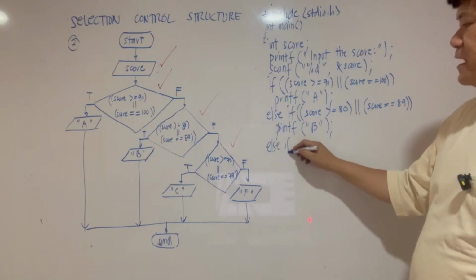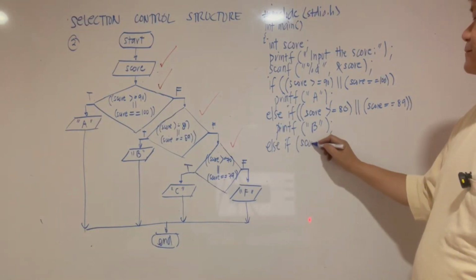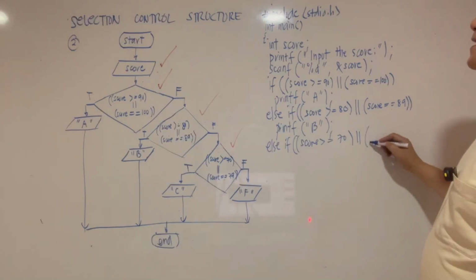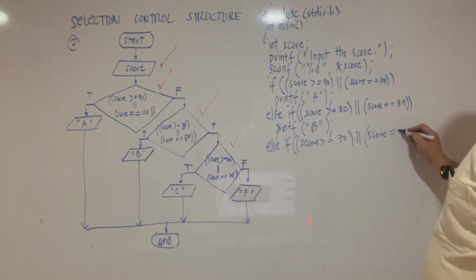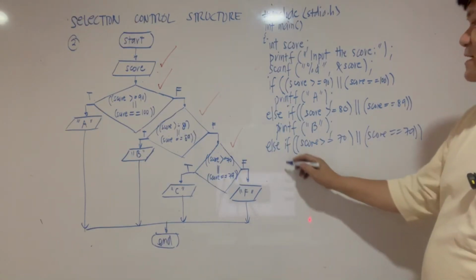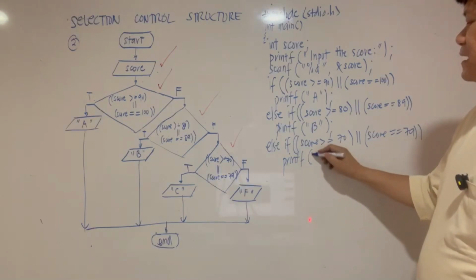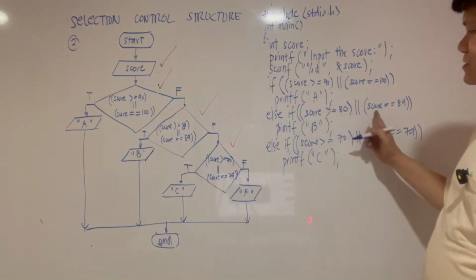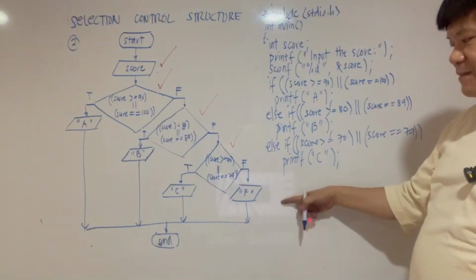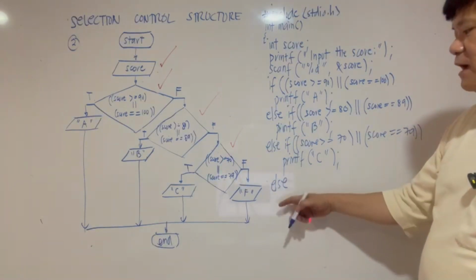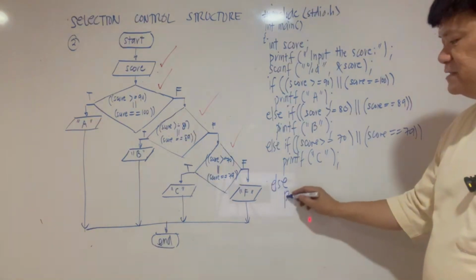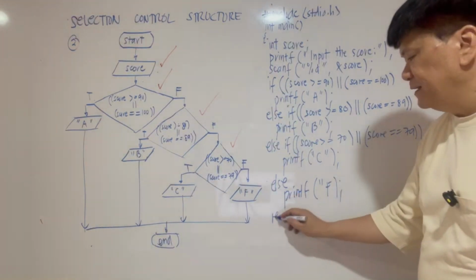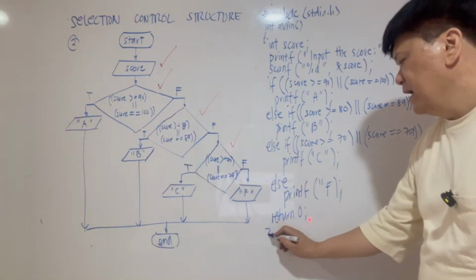Another one, else if condition, is it greater than or equal to 70, or is the score equal to 79? If that's the case, printf the letter grade C. Now, if it is not from this range, or it is now below 70, we can just simply write here else, no need for the condition. You can just proceed to print F. And then that will be the end of your program. Return 0 and then end.